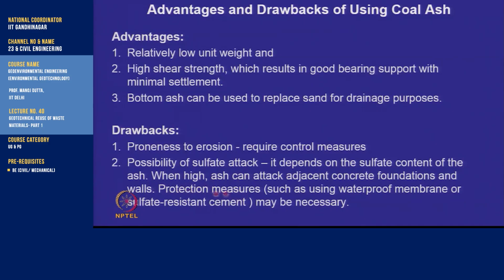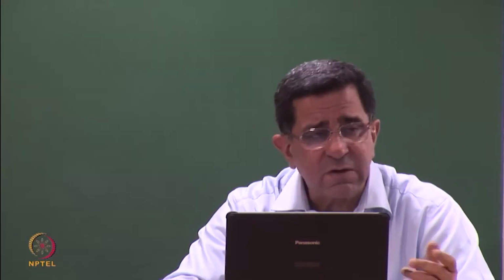So, if the sulfate content is high, then you have to take protection measures such as using waterproofing membranes or sulfate resistant cement. Those are required for design purposes.